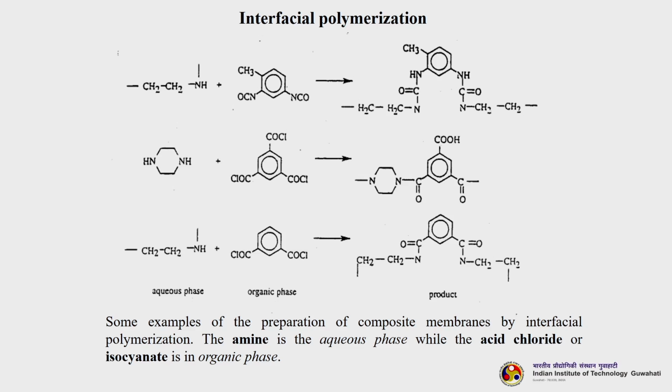These are some examples of the preparation of composite membranes by interfacial polymerization. The amine is in the aqueous phase. Here, in the aqueous phase, these are all amines, you can see the NH containing group. Then the acid chloride or isocyanate is in the organic phase. So, the first one is the aqueous phase, containing the amine. The second is the organic phase, containing either the acid chloride or an isocyanate. It can be something else also, depending upon what type of membrane you want to prepare. And then the resultant is the polymerization product.